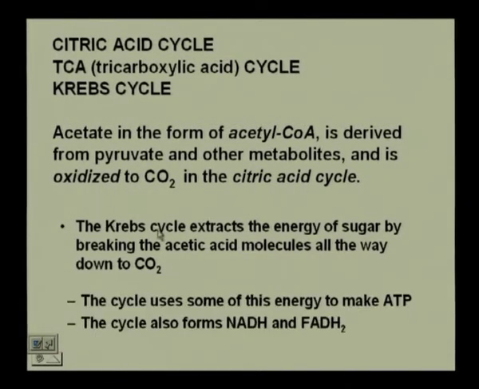So what happens is the Krebs cycle extracts the energy of the sugar by breaking the acetic acid molecules all the way down to carbon dioxide enzymatically. The cycle uses some of this energy to make ATP, and it also forms NADH and FADH2. Later we are going to see an energy balance and see exactly what is the amount of energy we are going to get from a single molecule of glucose.